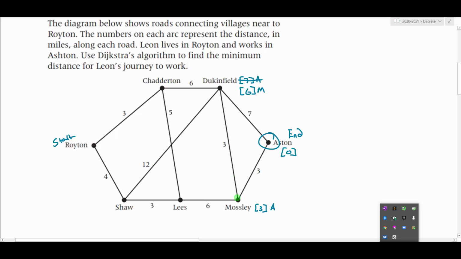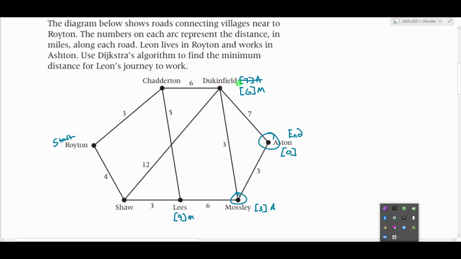All right, let me go down here. We got one more edge, right? So we got Mosley to Lees, right? So 3 plus 6 is 9. So I'm going to mark Lees with a distance of 9 from the end, and I'm going to put an M next to it. Okay, and now Mosley has been visited. We're done analyzing that one.